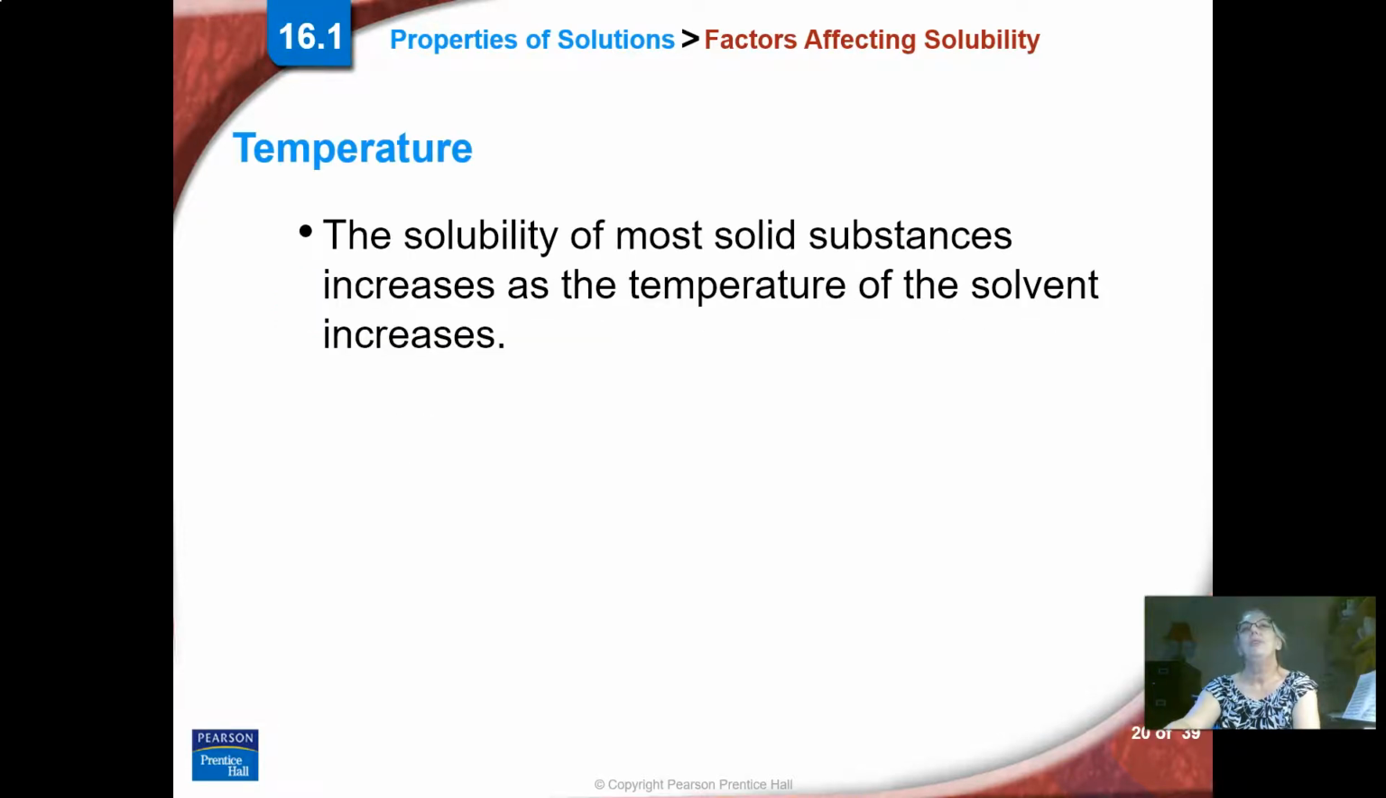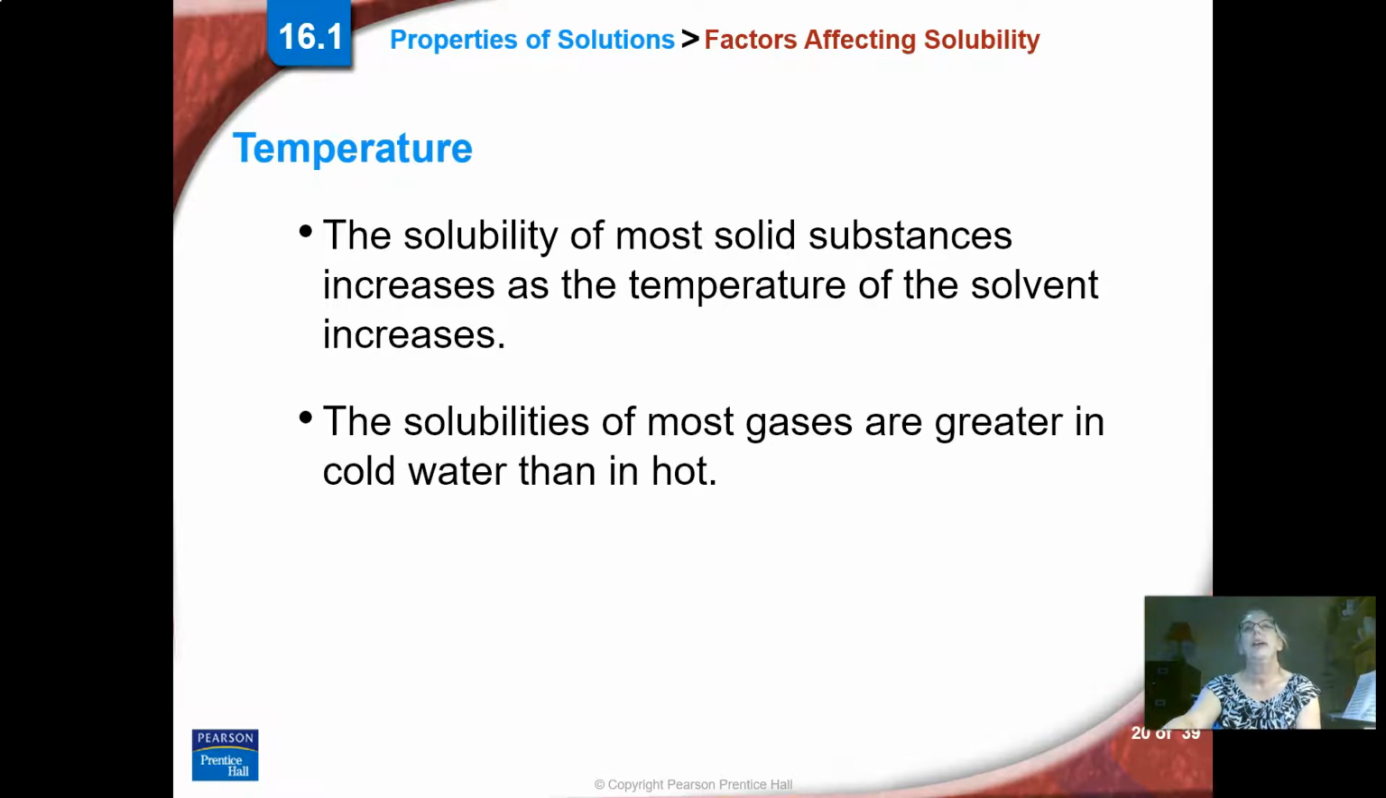So solubility of most solids increases as the temperature of the solvent increases. So that's where we're talking about the hot coffee or hot tea. It'll dissolve more. And most gases are greater in cold water than in hot. So that's why if you leave a soda out on a hot day and it's open, it's going to lose its carbon dioxide carbonation a lot faster, because gases don't like to be in hot liquids.